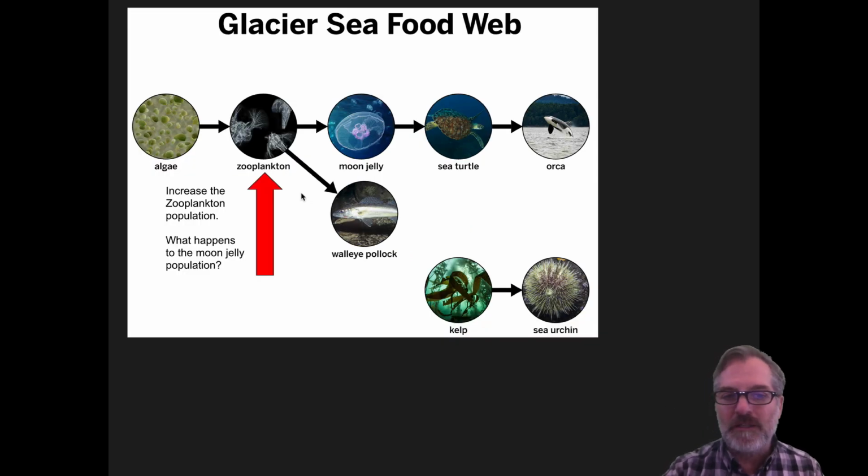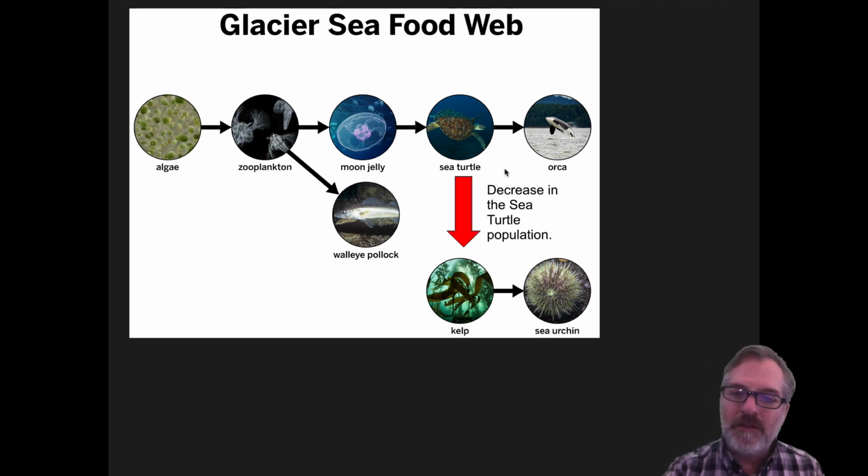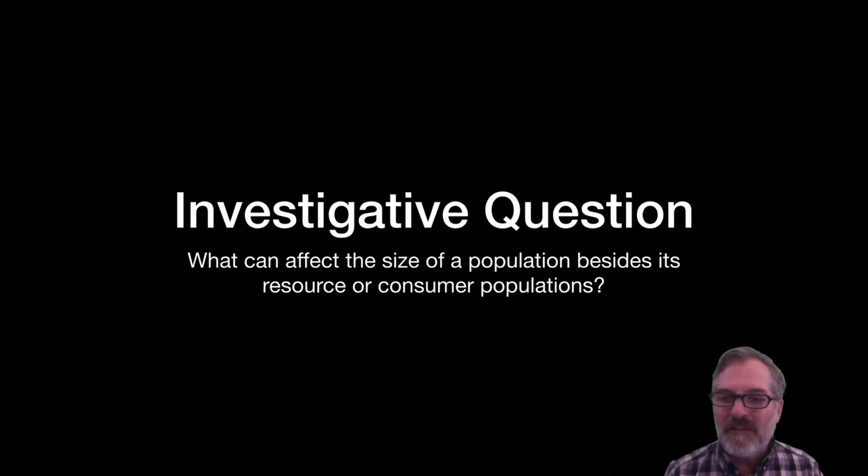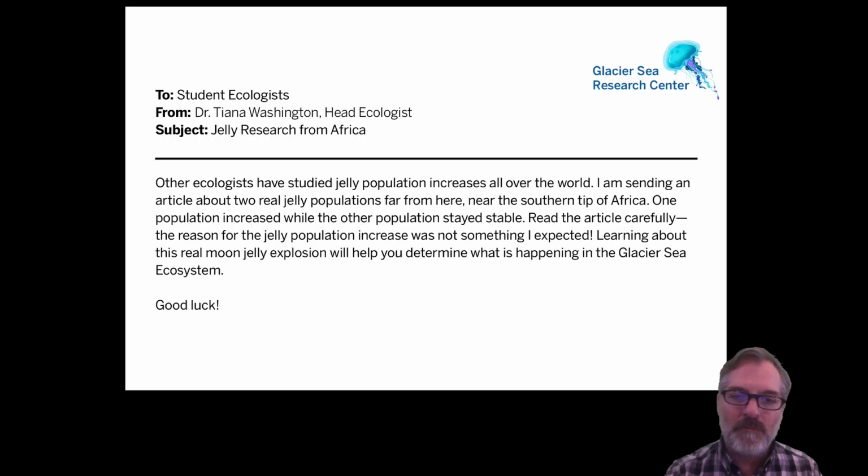So zooplankton goes up, more food, more moon jellies. The sea turtles go down. There's fewer sea turtles eating moon jellies. Moon jelly population is going to go up as well. So the chapter question is this. How could a population besides the zooplankton or the sea turtles have caused the moon jelly population to increase? So we're going to be studying that more in detail. The investigative question of this lesson would be, what can affect the size of a population besides its resource or its consumer populations?